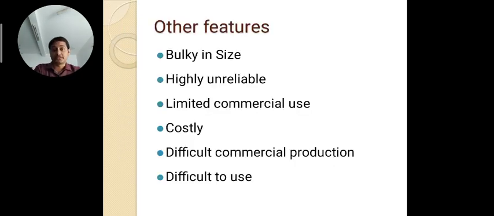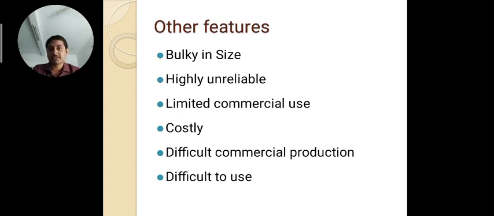Let's see other features of the first generation computer. It was bulky in size, we discussed earlier. They were having a very large size, the size of a room. The parts were very large, so they were assembled in a room. So if you wished to use the computer, you had to go inside a room, and that was your computer room, and that was your computer also. Highly unreliable, means they were not reliable. Just like nowadays we are relying on computers, it was not possible to rely on the first generation computers.